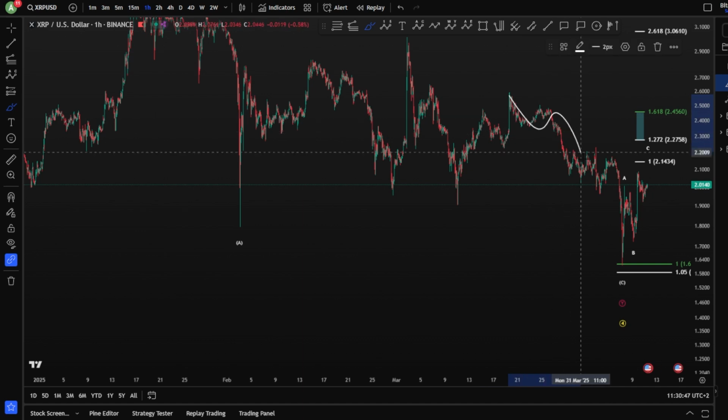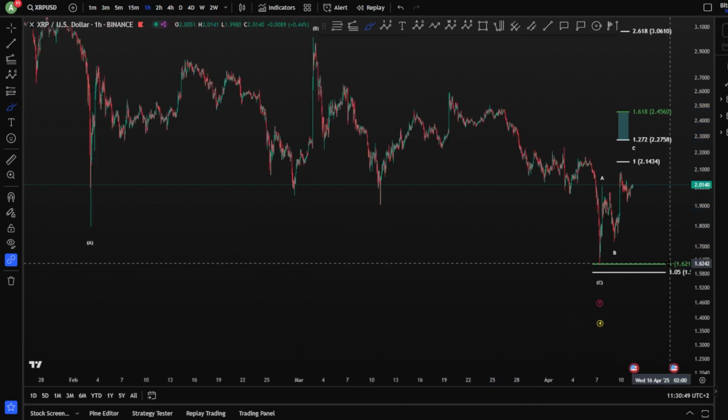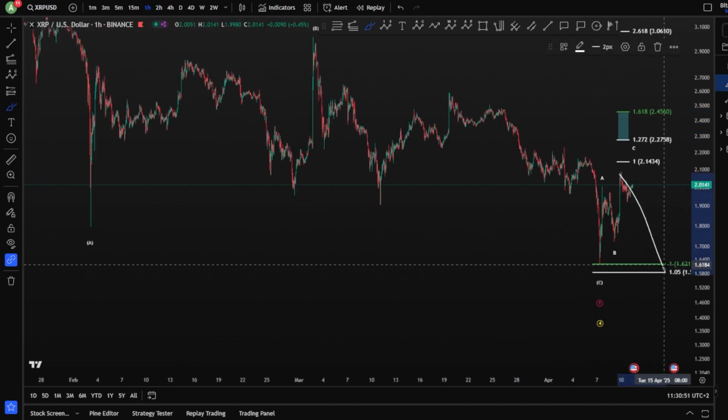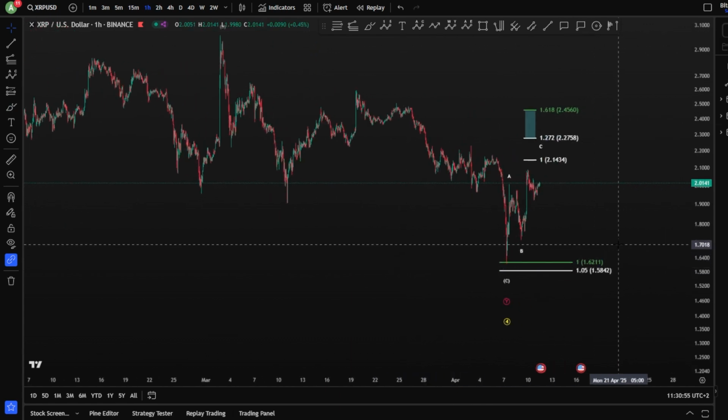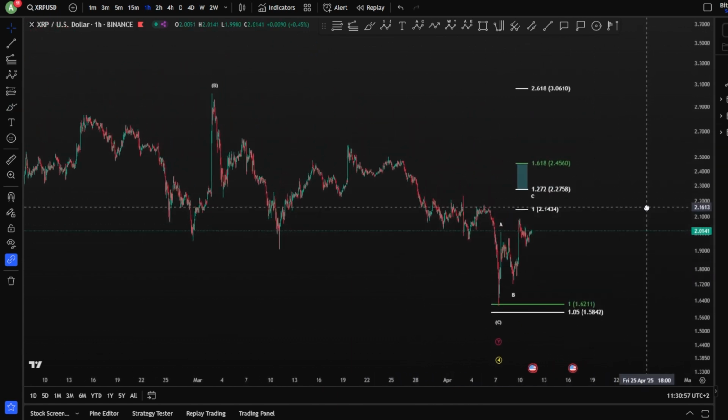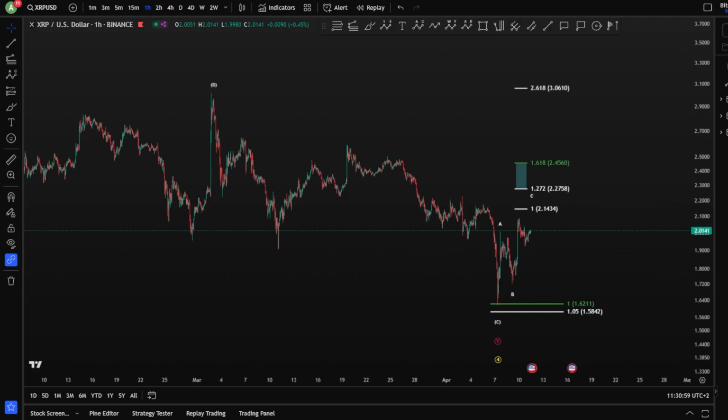Potentially, this is your wave C, 1, 2, 3, 4, and a 5. And you would like to see a wave 5, of course, finishing around the 1.05 fib level. And yeah, so let's take a look as well on KGT for XRP.